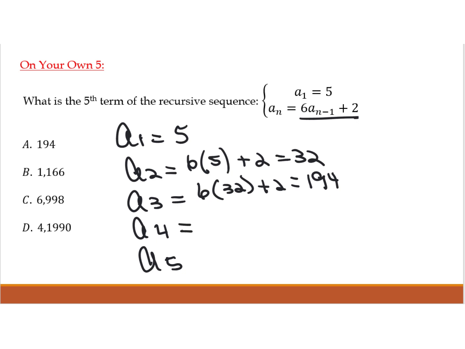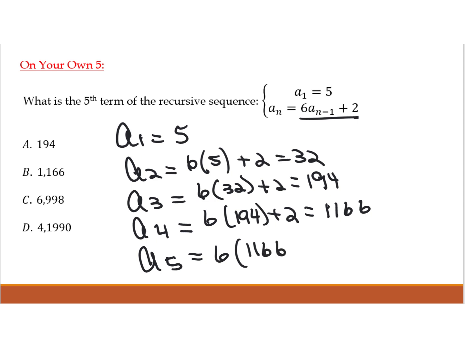The fourth term is going to be 6 times the third term plus 2. And when I multiply that out, I get 1,166 as my answer. To get the fifth term, it's going to be 6 times the previous term, which is the fourth term, plus 2. And when I do that, I'm going to end up with 6,998, which is my final answer.